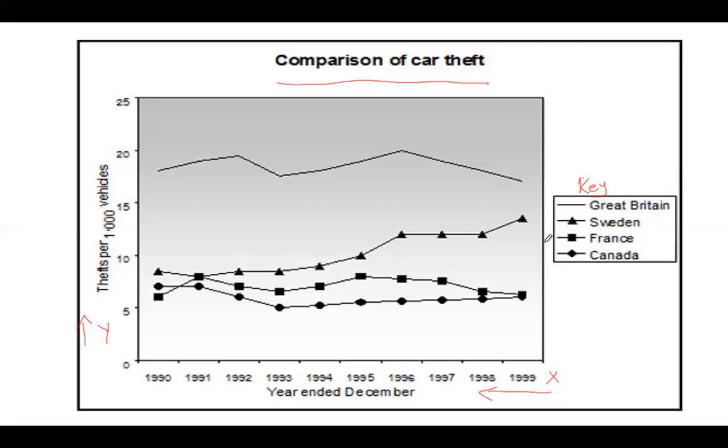Why is this important? Well, it's important because it informs you on how you need to report the data: what language to use, what vocabulary to use, what grammar to use. How you talk about the data changes depending on whether it's a graph over time or in a certain period. As you can see in this graph, it's a graph over time. It's going from 1990 and comparing it all the way to 1999. So it's a graph over time.